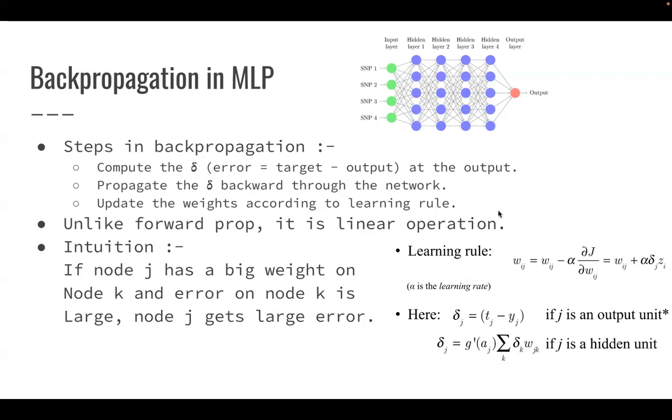All right, so this was the backpropagation step. Unlike forward propagation, this step is in fact a linear operation because there is no activation function involved. It's just a derivative of an activation function, which is linear. All right.